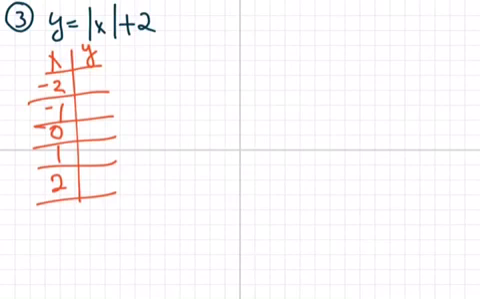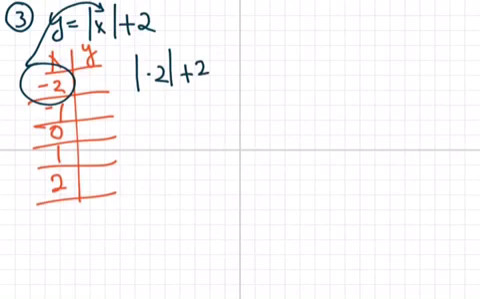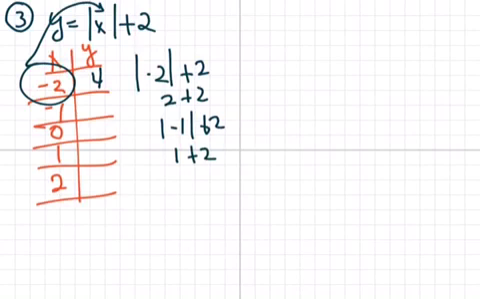Okay, so if you plug -2 in, we're going to have absolute value of -2 plus 2. So absolute value of -2 makes it positive, so it's 2 plus 2 is 4. If you plug the next one in, absolute value of -1 plus 2, we'll get 1 plus 2, so that is 3. Plug 0 in, 0 plus 2 is 2. Plug 1 in, 1 plus 2 is 3. And plug 2 in, and 2 plus 2 is 4.